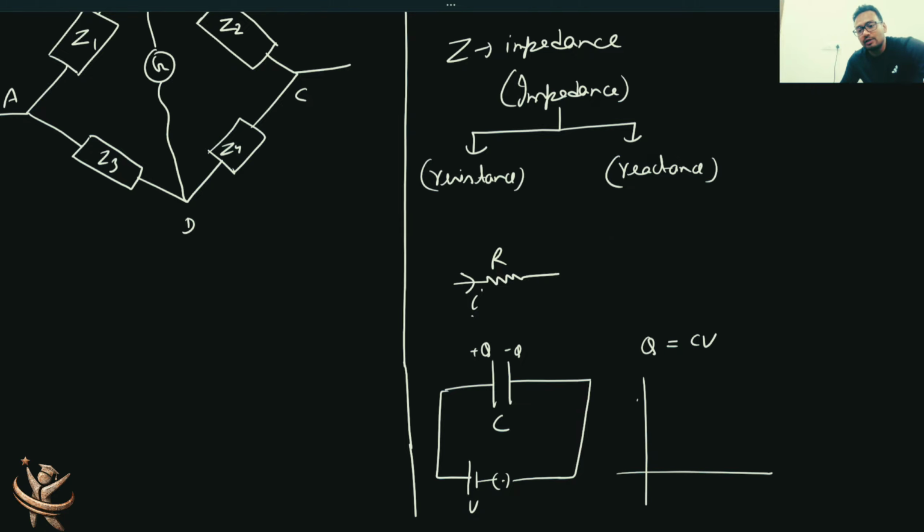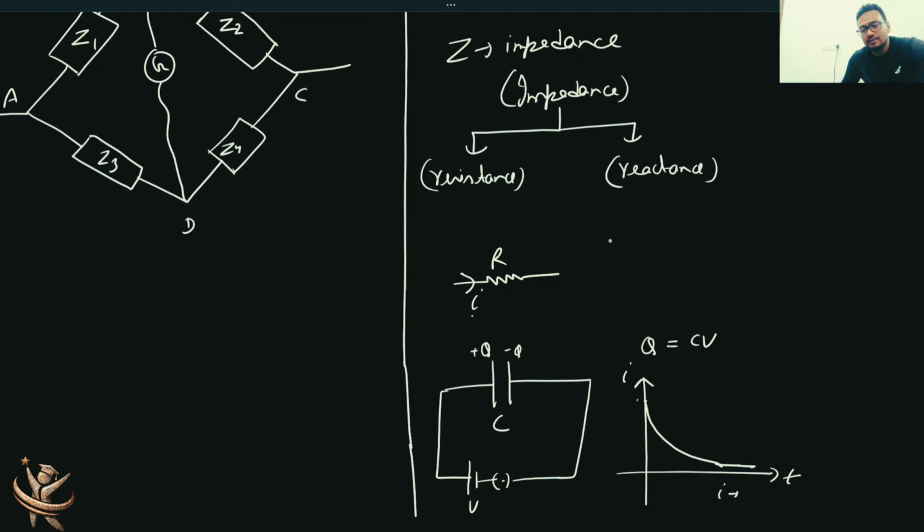So if I see the overall trend, once this capacitor is fully charged, the current becomes zero, right? There is no further flow of current. So if I see the overall trend of current, initially, the moment you switch it on, it is maximum, and then it decays, finally becoming almost zero, close to zero.